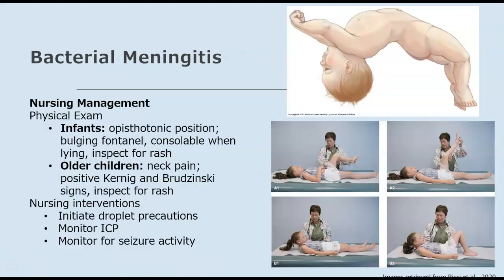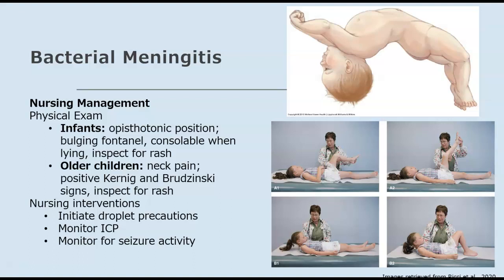Nursing management for the patient with bacterial meningitis includes performing a physical exam. Infants may present in the opisthotonic position, and that's the image in the upper right of your screen, and that's due to strong muscle spasming. We may also see a bulging fontanelle. The infant may be consolable when lying, but irritable when picked up. And we also inspect for a rash. Different causative agents of bacterial meningitis present with a characteristic rash.